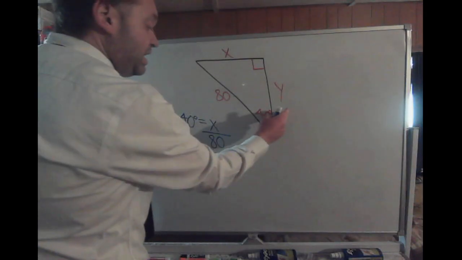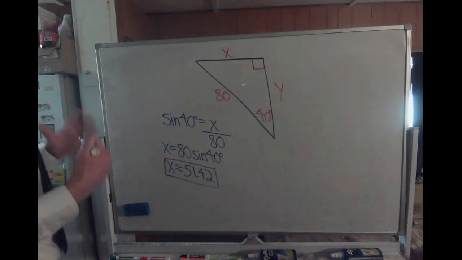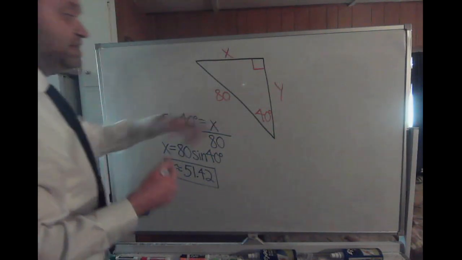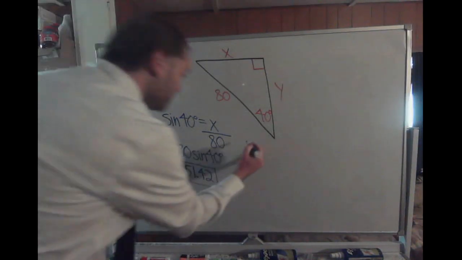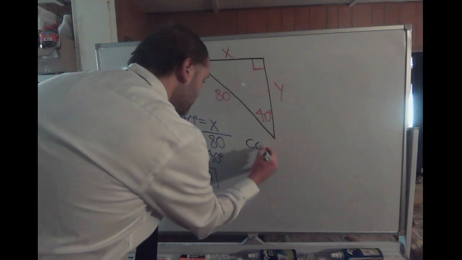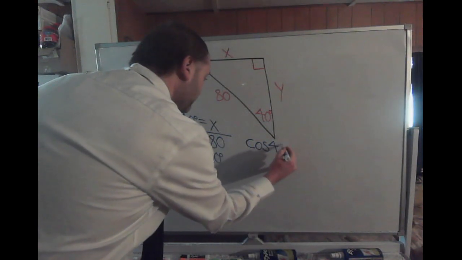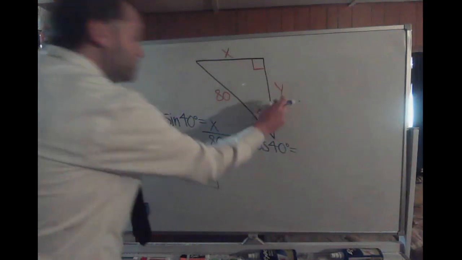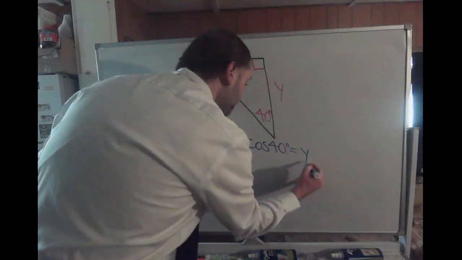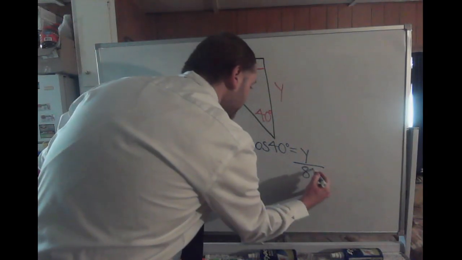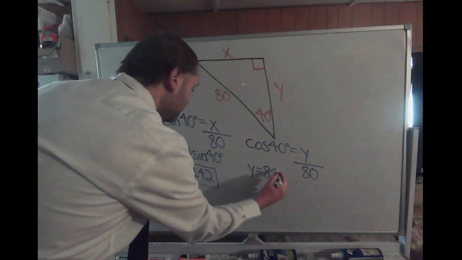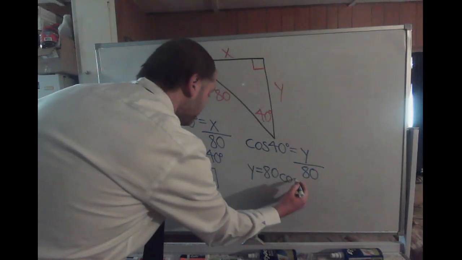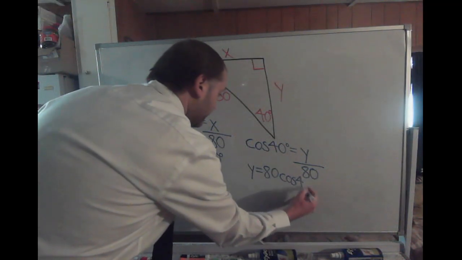This time the y is the adjacent leg to the 40 degree angle. Then we have the length of the hypotenuse. If you have adjacent and hypotenuse, you're going to use the cosine ratio. So set up your cosine of 40 degree ratio. That would equal your adjacent leg of y over your hypotenuse of 80, which y would then equal 80 times the cosine of 40 degrees.